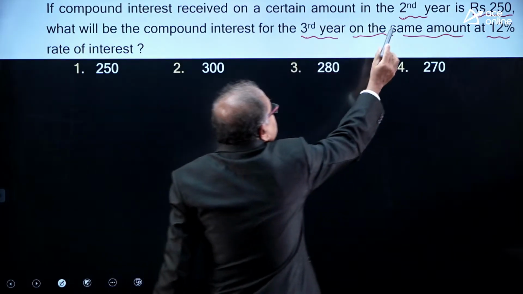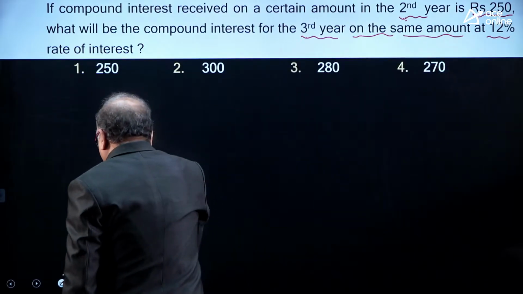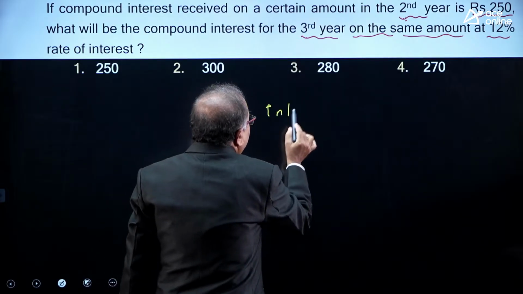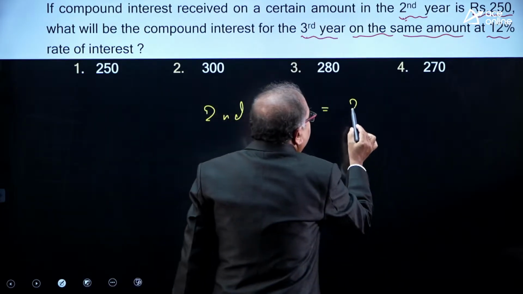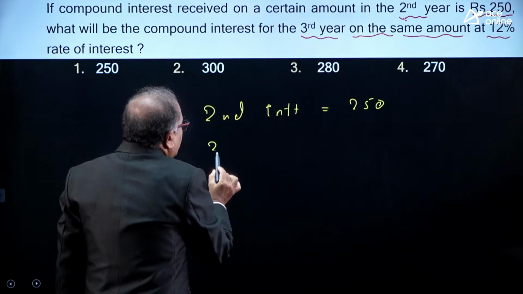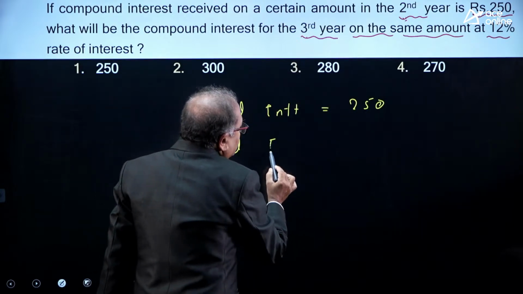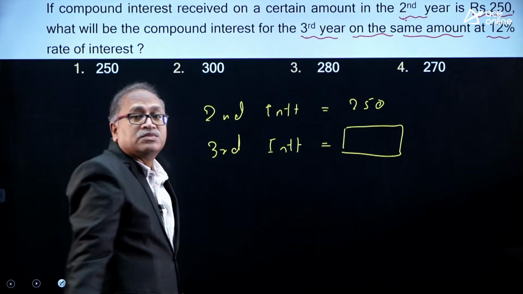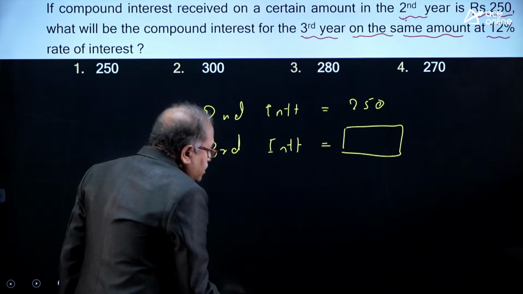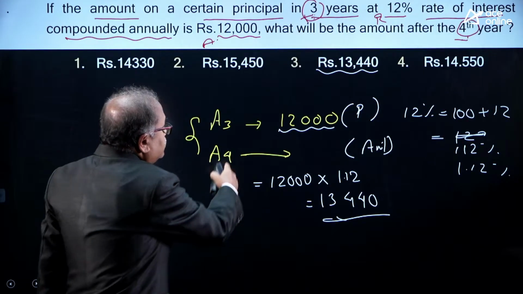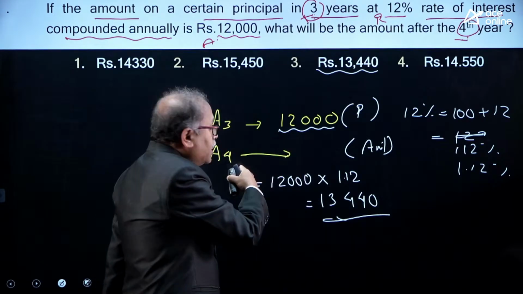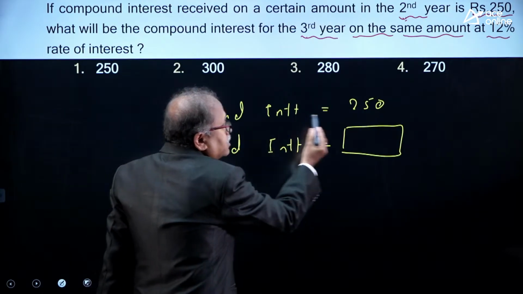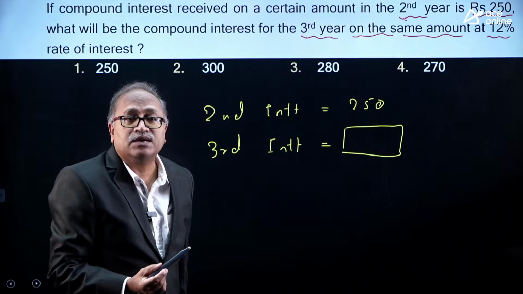So, I already know the second year interest is 250. What is given to us is the second year interest, which is equal to 250. You are asked to find out what the third year interest is. It is similar to the previous question. In the previous question, the second year amount was given and I needed to find the third year amount, and then the fourth year amount. In the same way, I have the second year interest and I need to find out the third year interest.